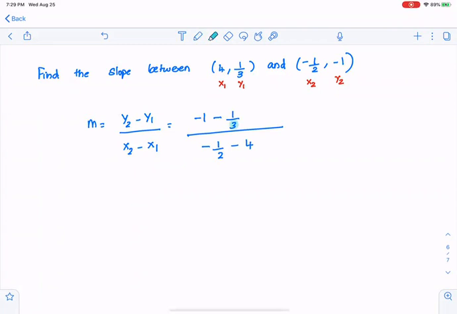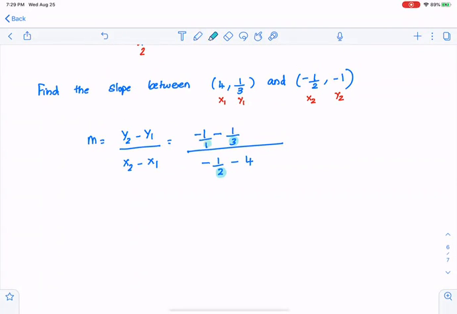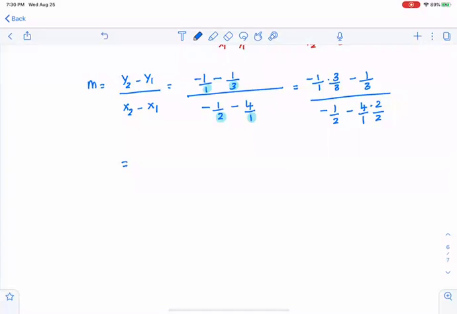Now the denominator here is 3. There it's 2. So we would like to have a 3 here and a 2 there. So we can multiply and divide the first term by 3. In the denominator, we can multiply and divide the 4 by 2. So negative 1 times 3 is negative 3, divided by 1 times 3 is 3, minus 1 over 3, divided by negative 1/2. Negative 4 times 2 is negative 8, over 1 times 2 is 2.